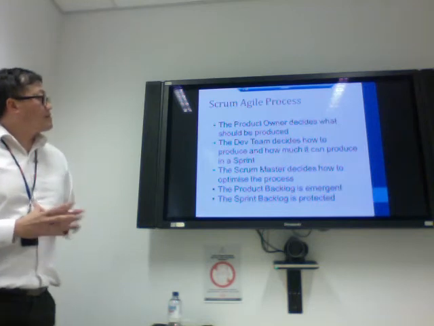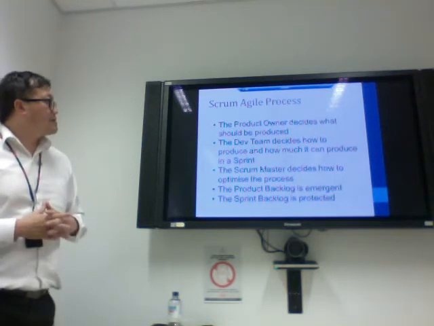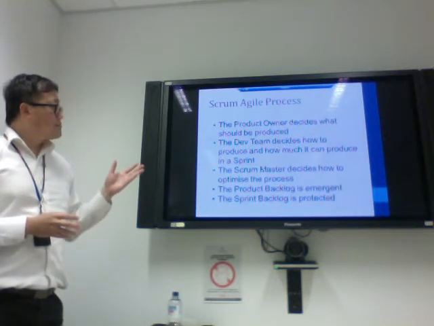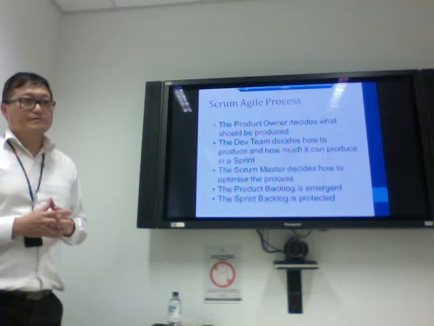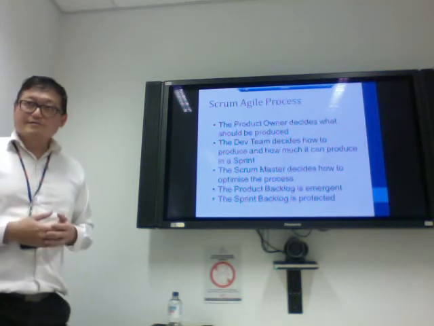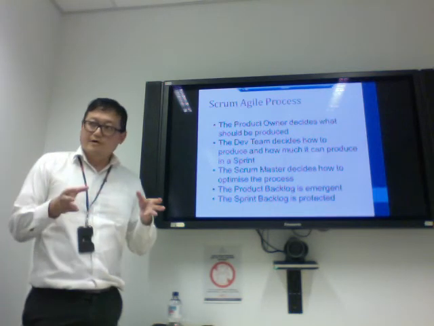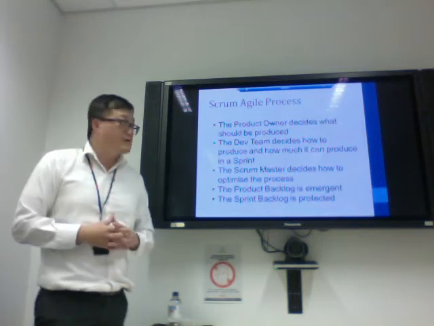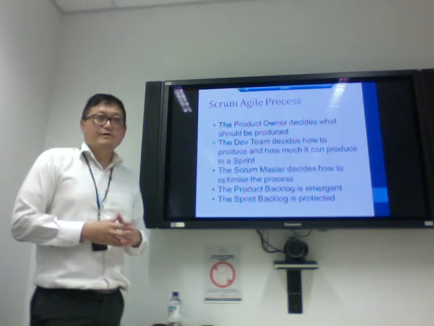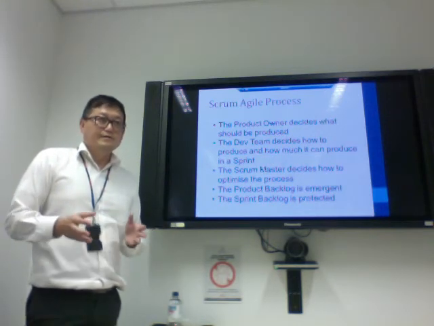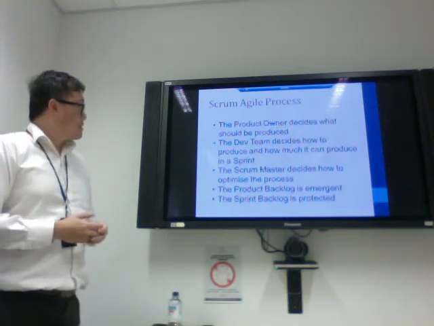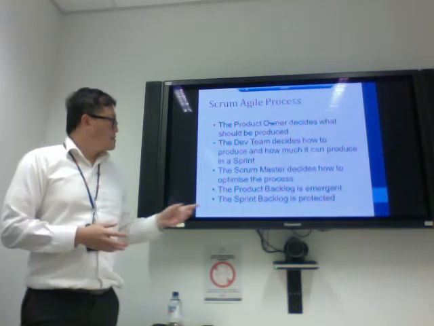Okay, so here's a summary of the process. The product owner decides what should be produced. That's a responsibility of the product owner. The dev team decides how to produce and how much it can produce in a sprint, because they know how to do the work. So they are responsible for the estimates and advising everybody how much effort and how much cost is going to be involved in producing the work. The Scrum Master is the process owner, so he facilitates and ensures people are working together per the process to deliver the work. Product backlog is emergent.